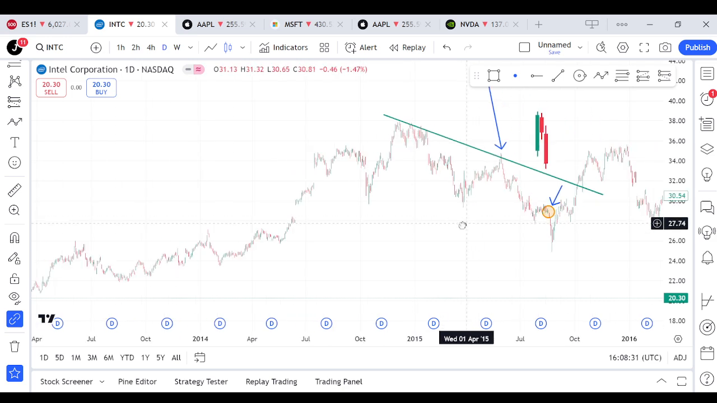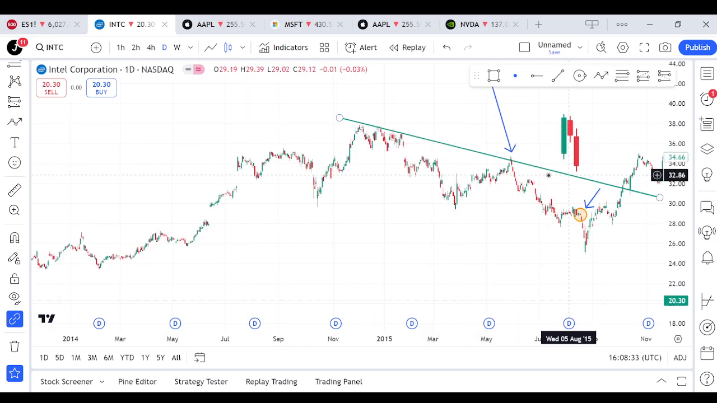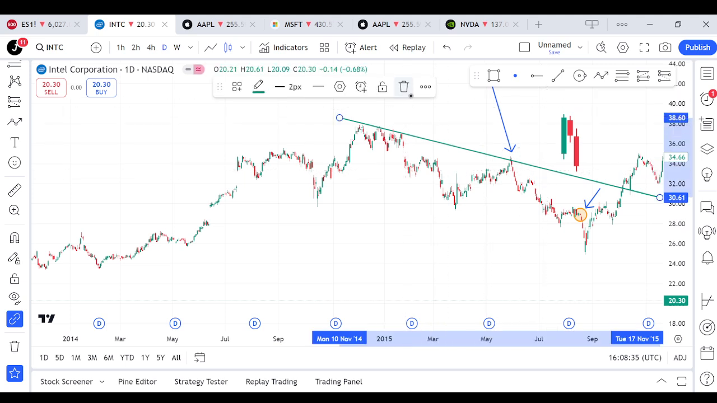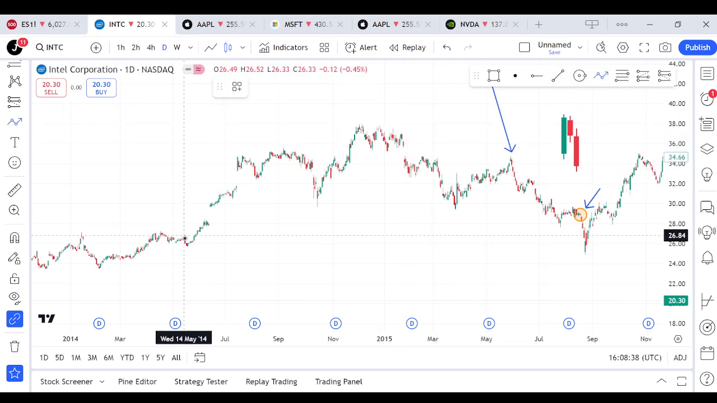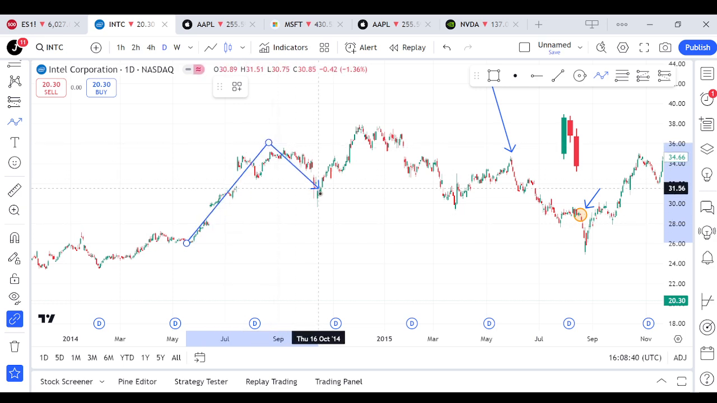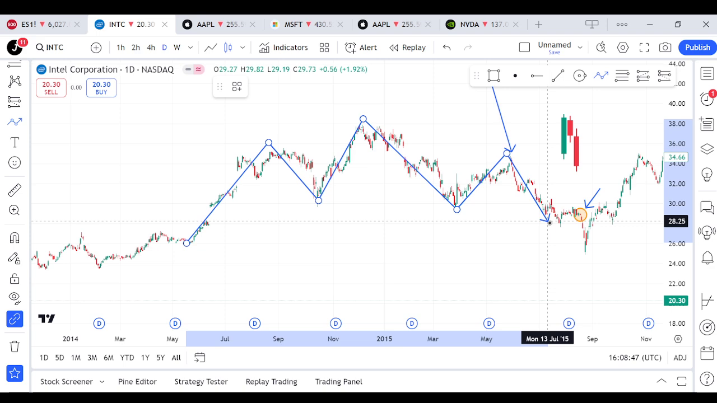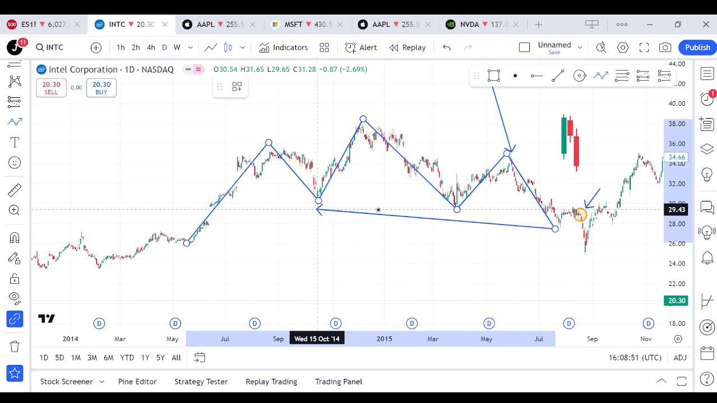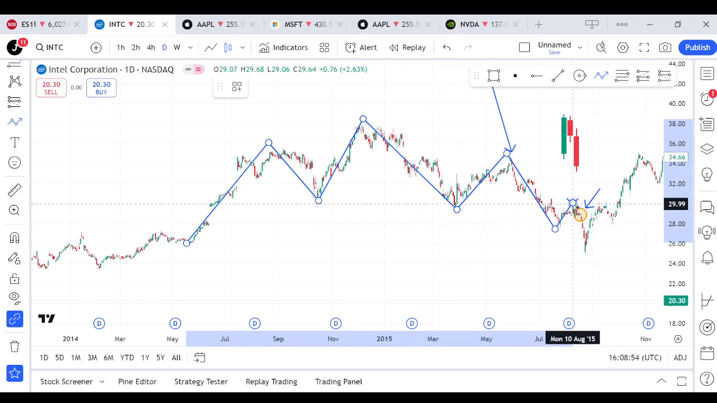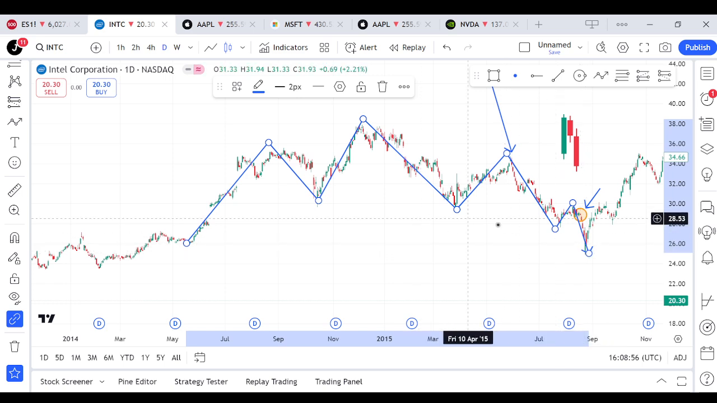If you look closely at this chart, you can see a very classic head and shoulders pattern. Here we have the left shoulder, the head, the baseline formation, the right shoulder, the retest of the neckline, and the drop. This is a classic head and shoulders pattern formed on this chart.